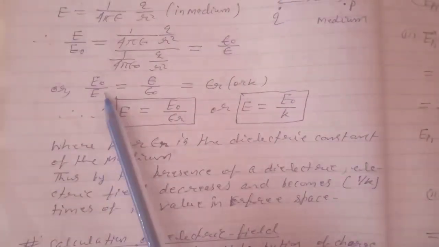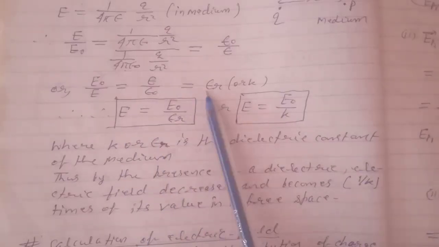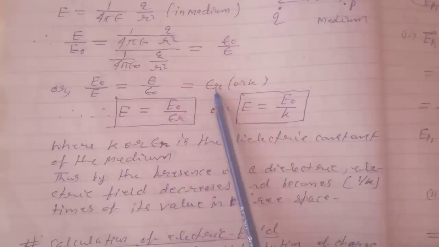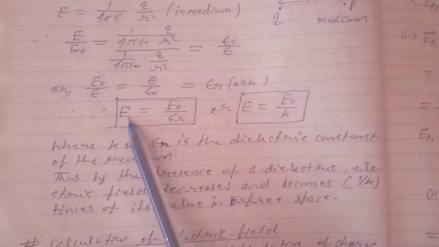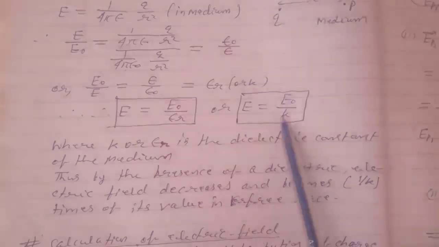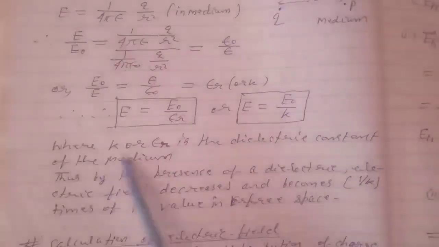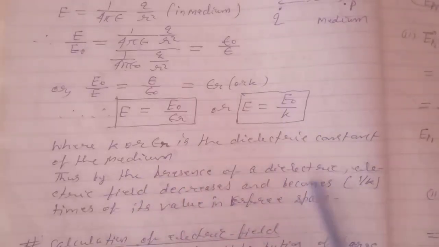Here you see that E0 by E equals epsilon by epsilon naught, which is equal to epsilon r. This ratio is called epsilon r or K, dielectric constant. Now we can write E = E0 by epsilon r, or E = E0 by K, where K or epsilon r is the dielectric constant of the medium. Thus, by presence of a dielectric, electric field decreases and becomes 1 by K times of its value in free space.